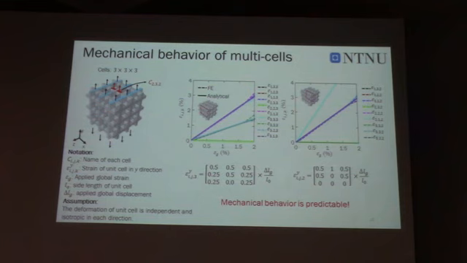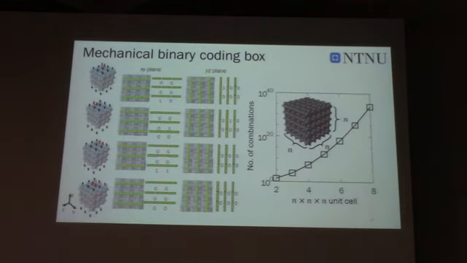So that gave me the sense to build a mechanical binary coding box. As we all know, the coding box is normally electronic, and here I would just like to illustrate my ideas with these 3x3 multi-cell structures. So the lower row, the last row, the fourth row, is the case we faced before. And in the first 3 rows I changed the interlocking component into different locations.